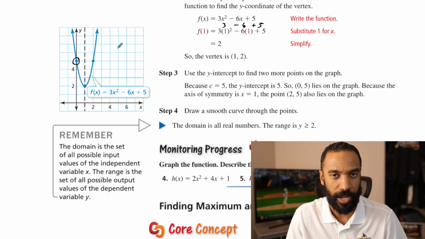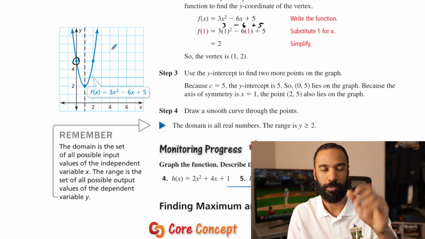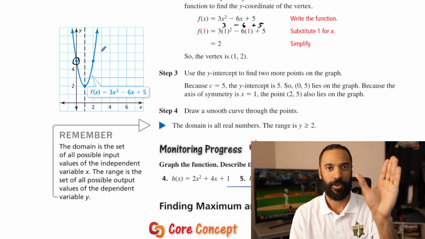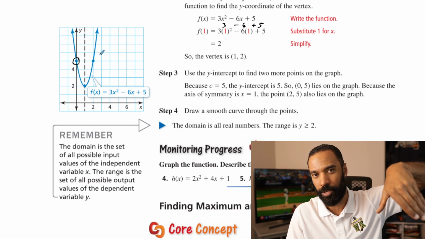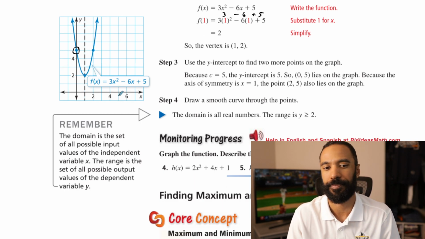The range is based on your graph. Once you know where your vertex is and whether the graph goes upward or downward, then you know y is greater than or equal to that minimum value, or less than or equal to the maximum value. In this case, y is greater than or equal to 2. 2 is the lowest value, and it goes up.